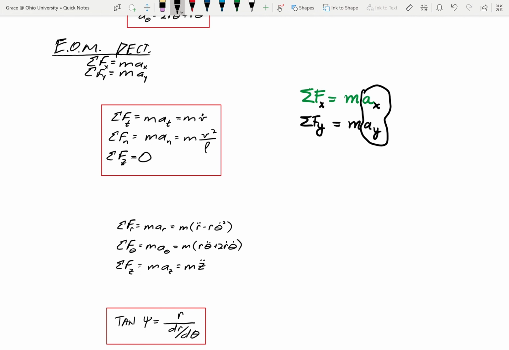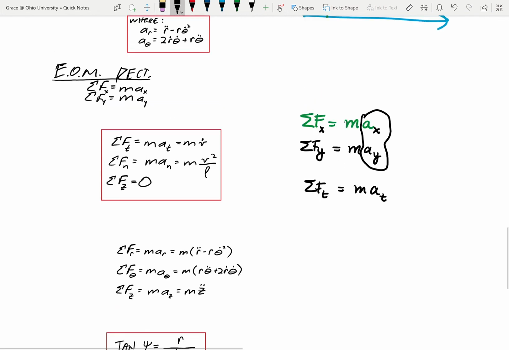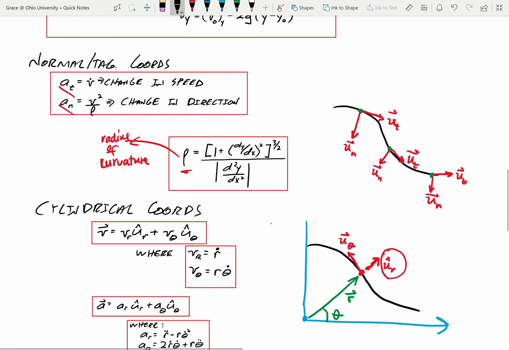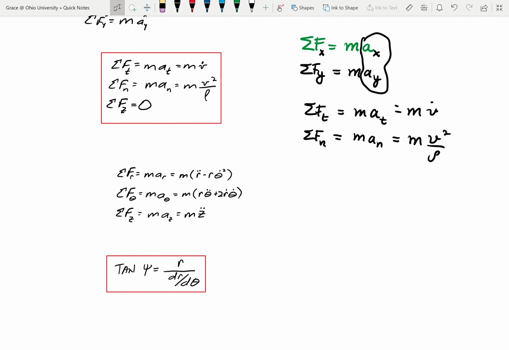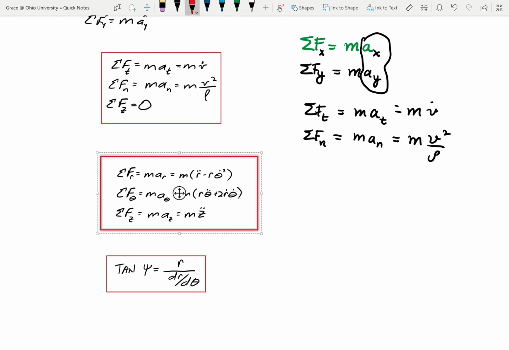If you're looking at normal and tangential coordinates, which we just talked about as well, summing forces in the tangential direction is equal to m times a tangential, which we found up here, and that's equal to the change in speed. So we have m times the derivative of speed. In the same way, F normal is equal to m times a normal, the acceleration in the normal direction, and that's equal to m v squared over rho. Finally, in the same way, we have the cylindrical coordinate system right here, whether in 2D or 3D.